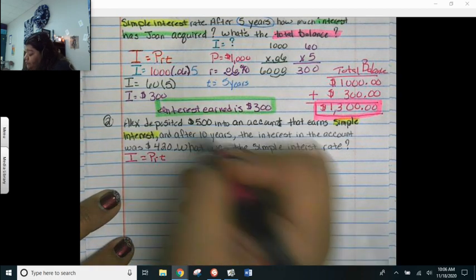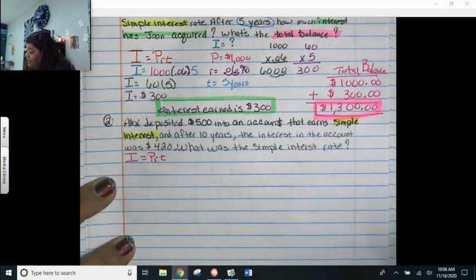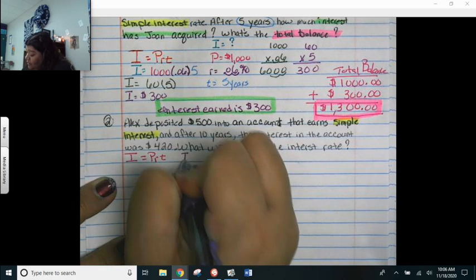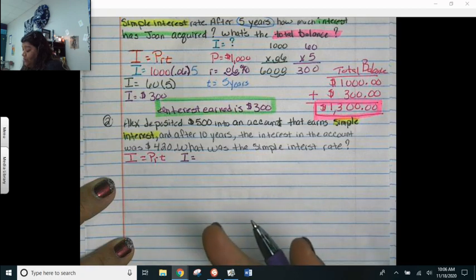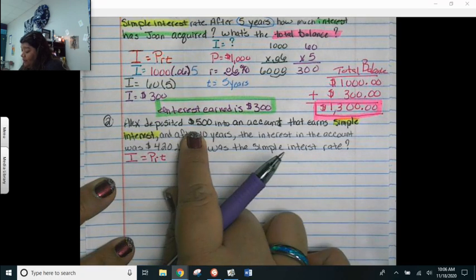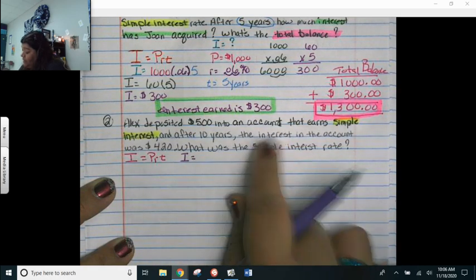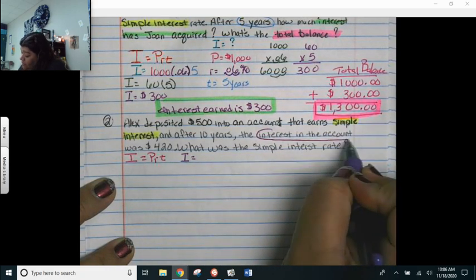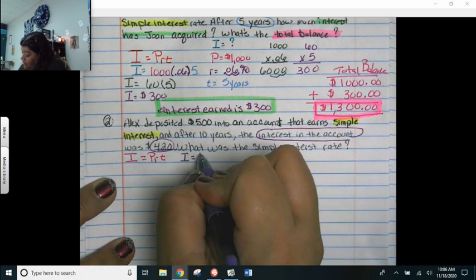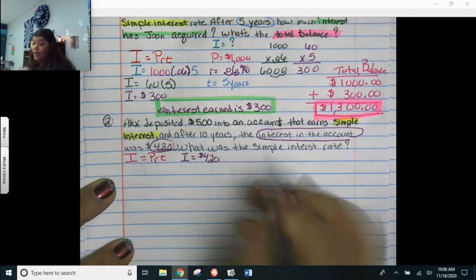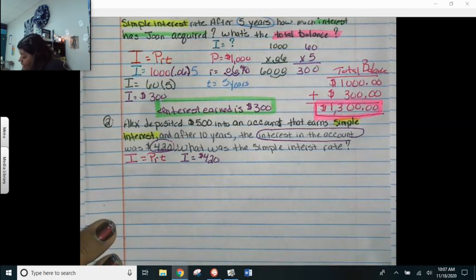Okay, so let's go ahead and find all these things. Okay, so let's see. I is interest earned. Now I know it's in dollar form, and I see two dollar amounts. So here it says he deposited $500. It doesn't say anything about interest there. Oop, here it is. Look, the interest in the account was $420. So that's my interest. My interest is $420. So here they're telling you how much was earned after those 10 years. Okay. So let's see. There's the I. I'm just filling in.